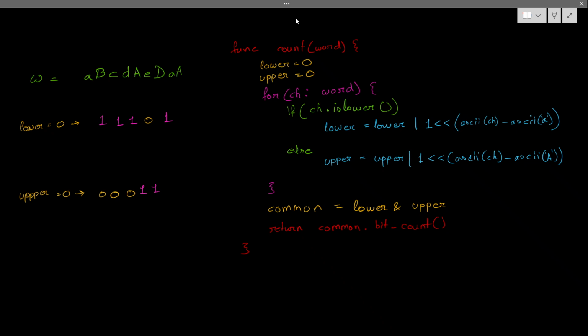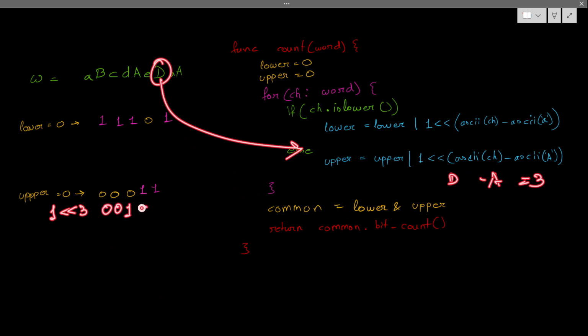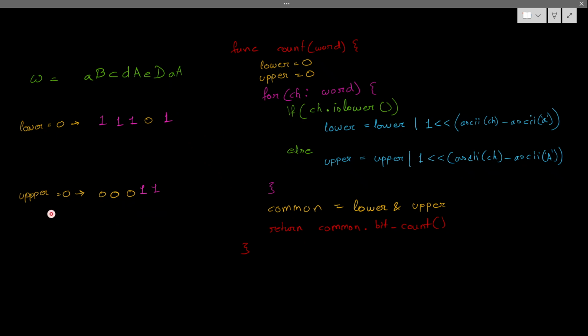Then capital D, it will come in this upper D minus capital A, nothing but 3. So 1 left shift of 3 becomes 0, 0, 1, 0, 0. Sorry, third left shift, right? So 1 third left shift of 3 is 0, 1, 0, 0, 0. Third left shift means this one.